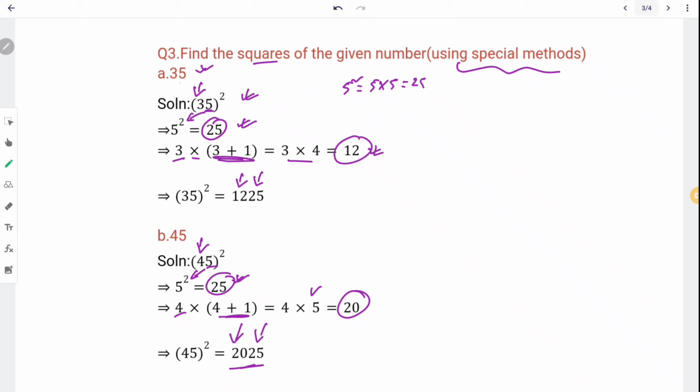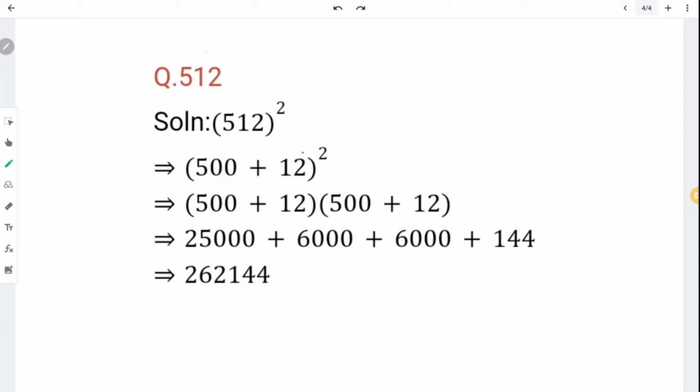But what happens if there are 3 numbers? Because you can see here this is 35, 45, just 2 numbers, right? What happens if there are 3 like this? Okay, pretty simple. Write it down. Can 512 be written as 500 plus 12? We can write it, right? 500 plus 12.